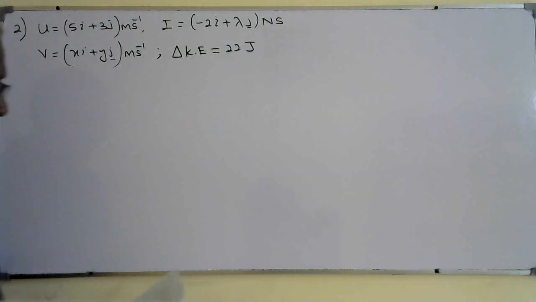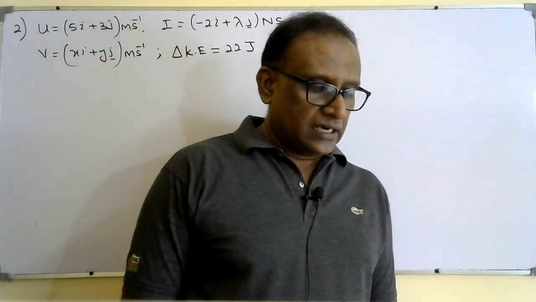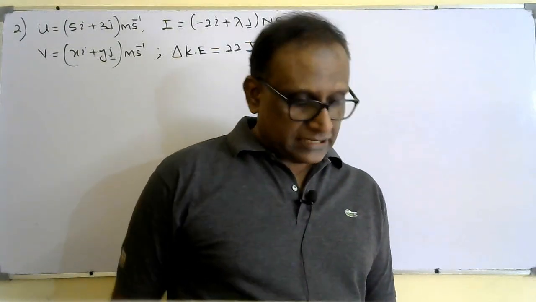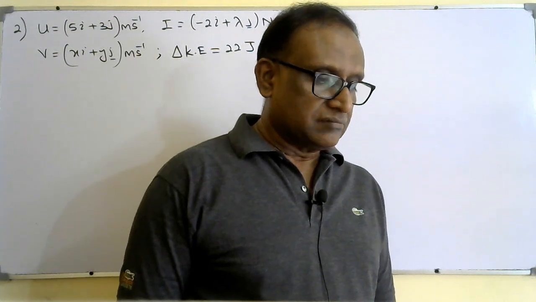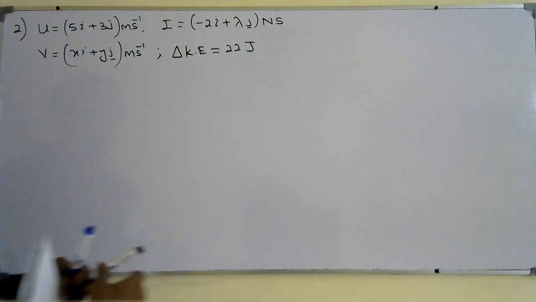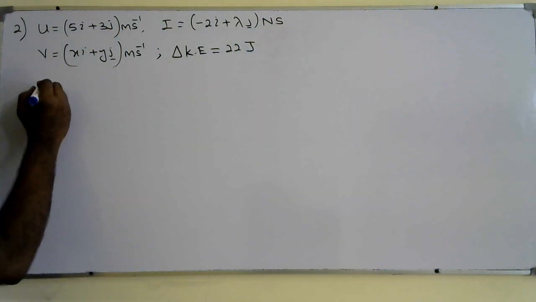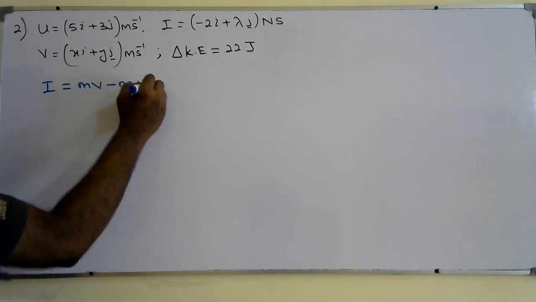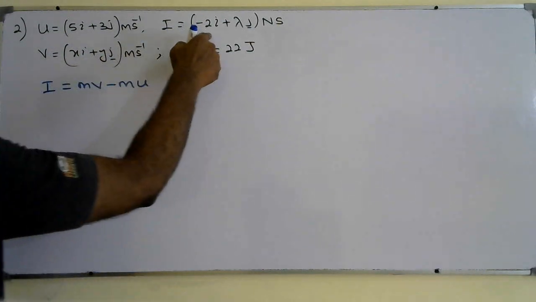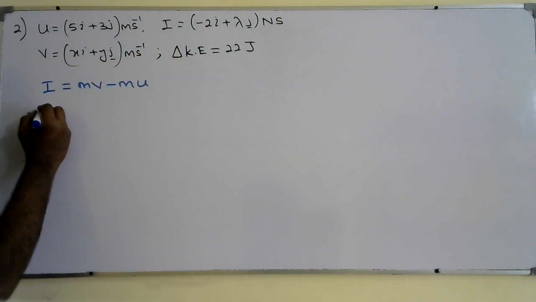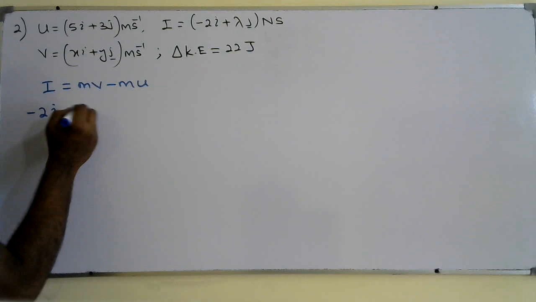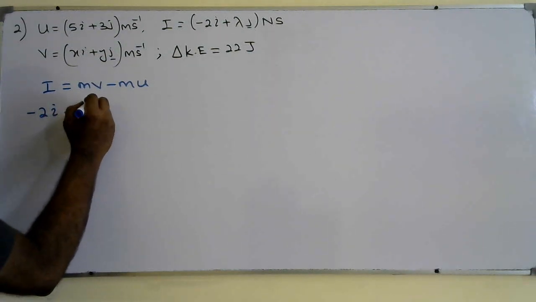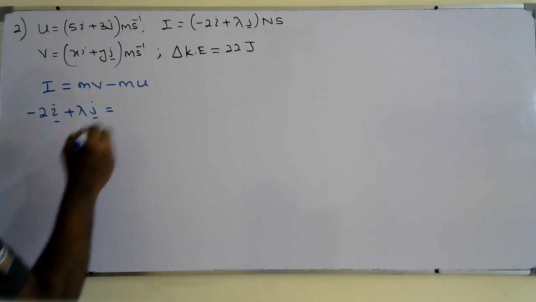Okay, so we'll come back to this question. They asked to find the lambda. So we know the impulse is minus 2i plus lambda j. We know that impulse I is equal to mv minus mu. We know the impulse vector is given as minus 2i plus lambda j.